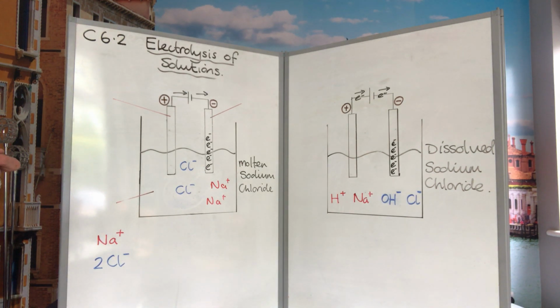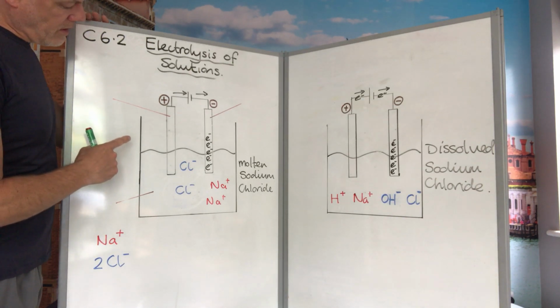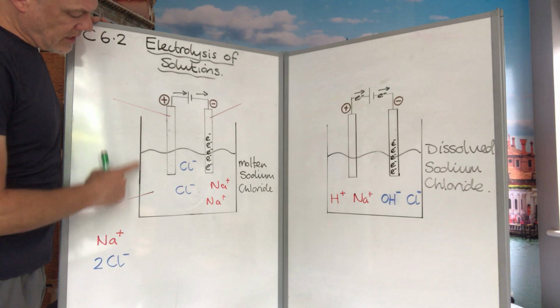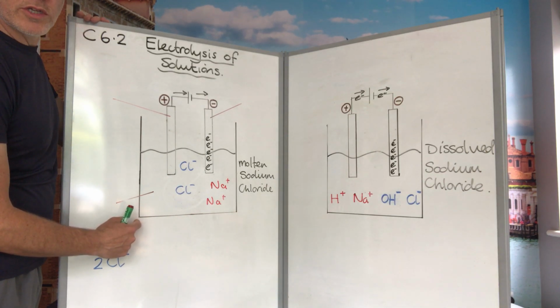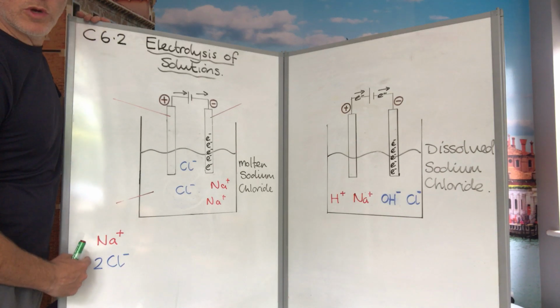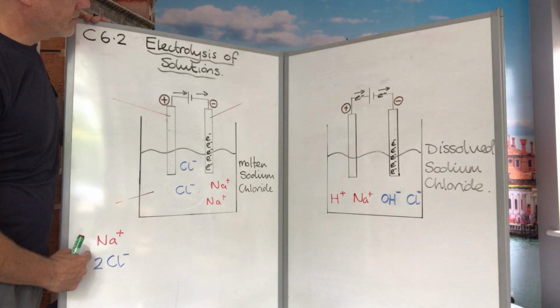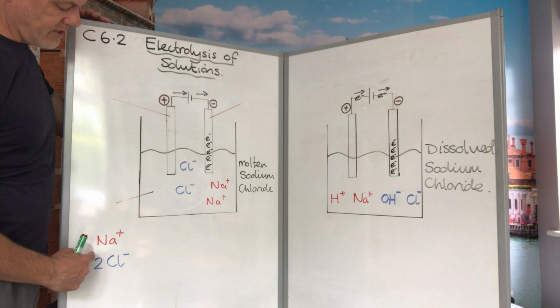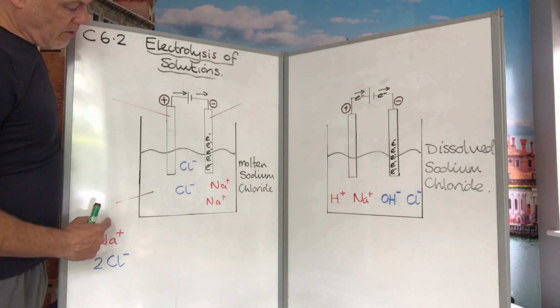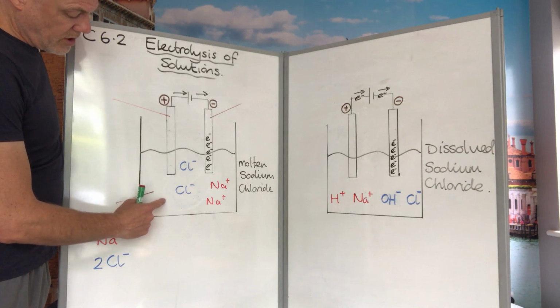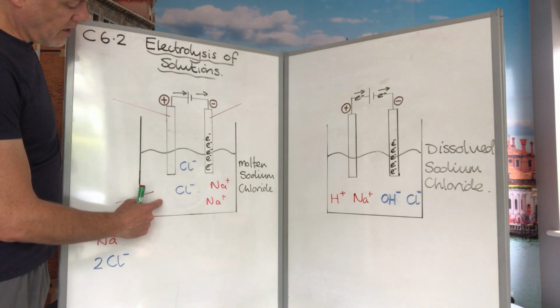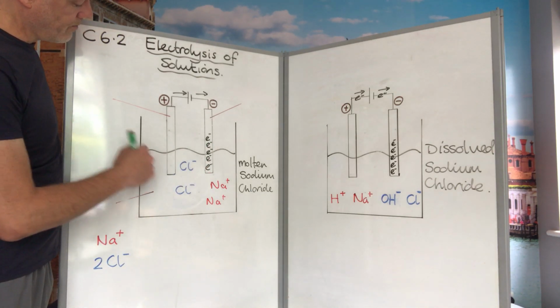C6.2 Electrolysis of solutions. I want to recap initially. Let's look at the setup here, the equipment that's used, and how this works, and look at how we write some equations to explain what happens. So first thing I would like you to do is consider three things in this diagram. We've got the molten ionic substance here, so it's now a liquid.